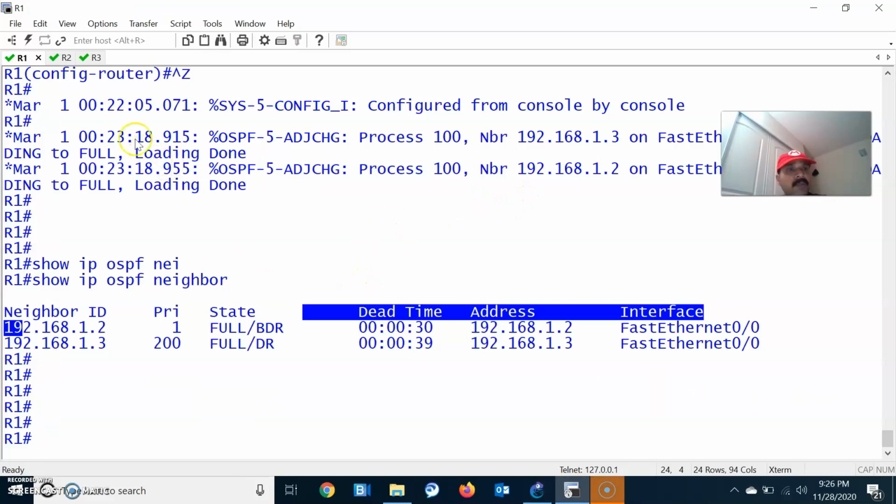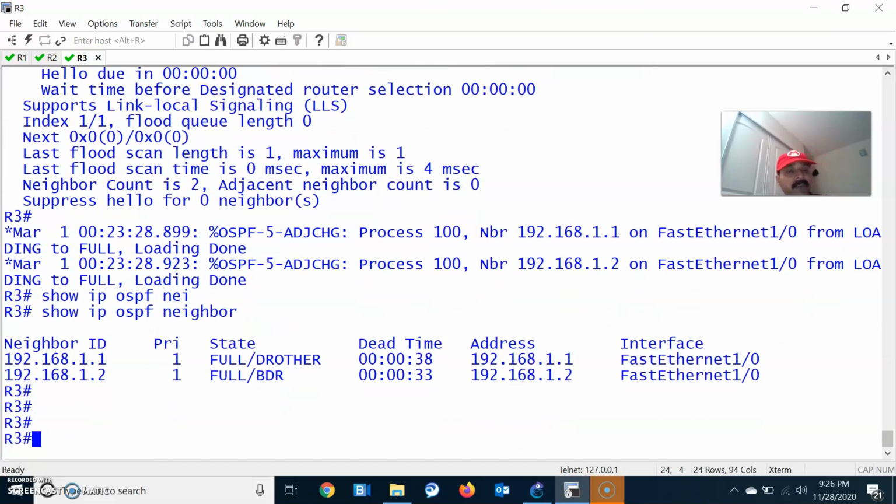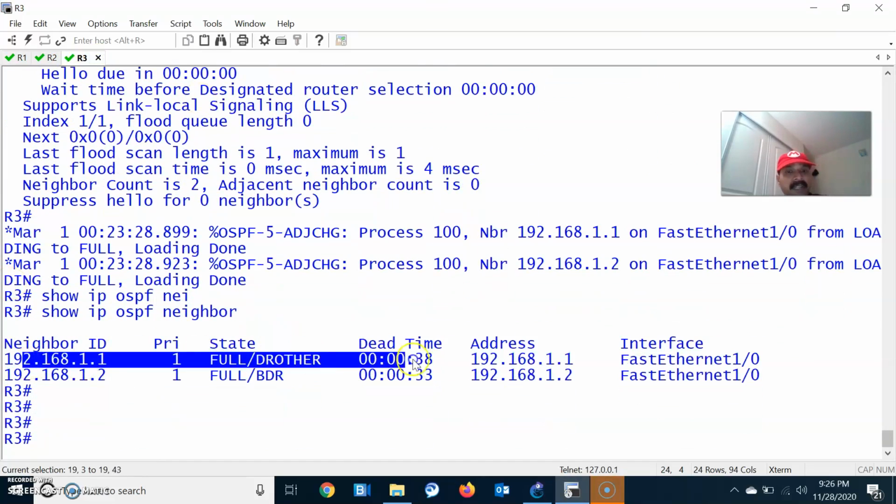Now let us go to R3 and check the neighbor relation. Show ip ospf neighbor. You are able to see, right, the third router will be elected as a DR other router.